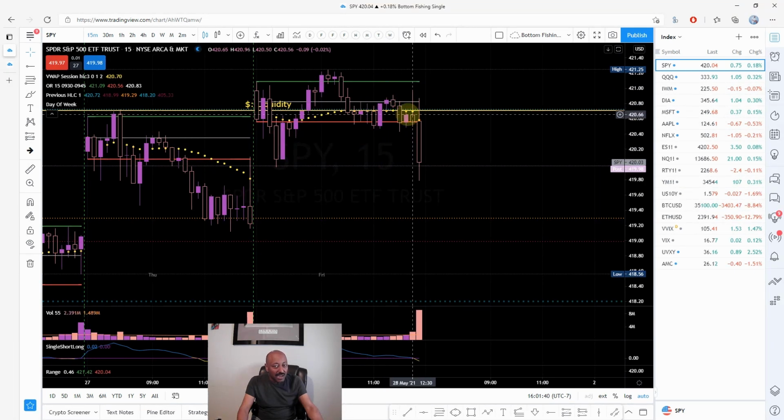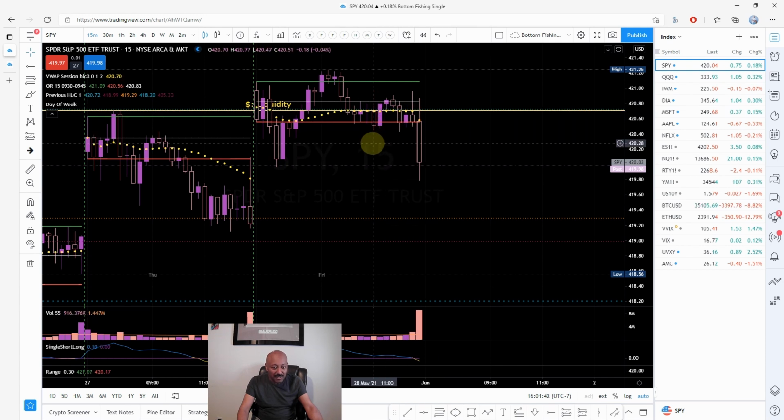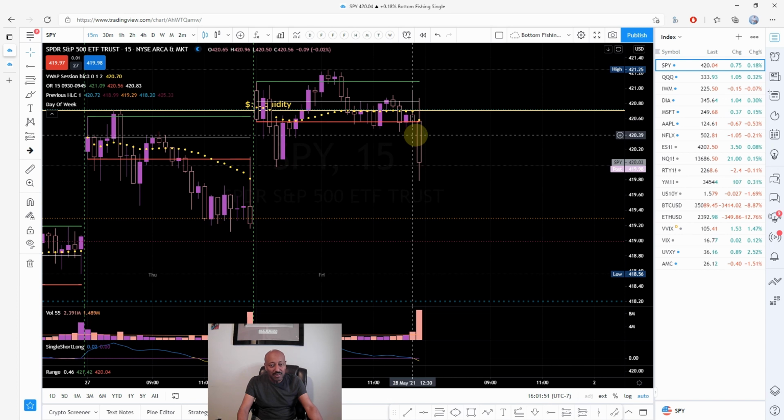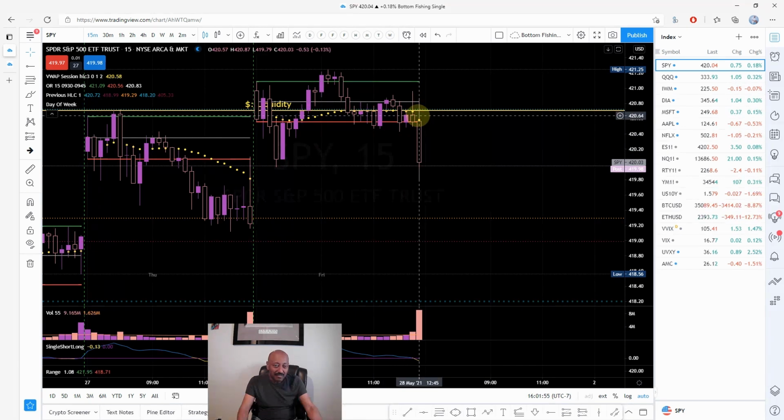But for me, I don't like to enter when it's going up and down, and it crosses the VWAP again, crosses that liquidity again. No entry for me. So overall, no entry in SPY yesterday, no entry today.